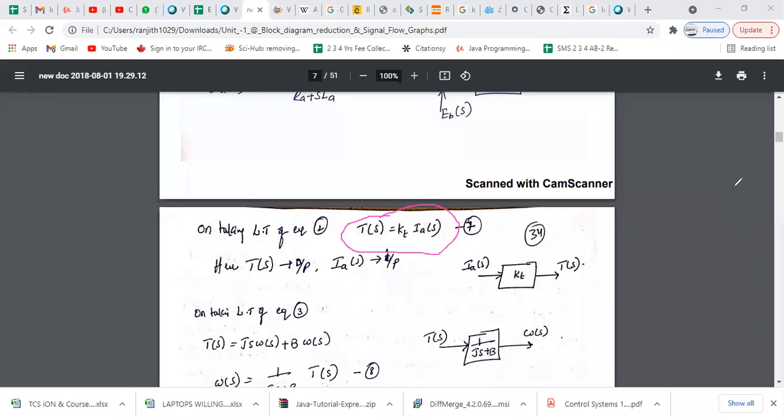What is the input and what is the output? Ia of s is the input. T of s is the output. Output, torque of the motor, right?